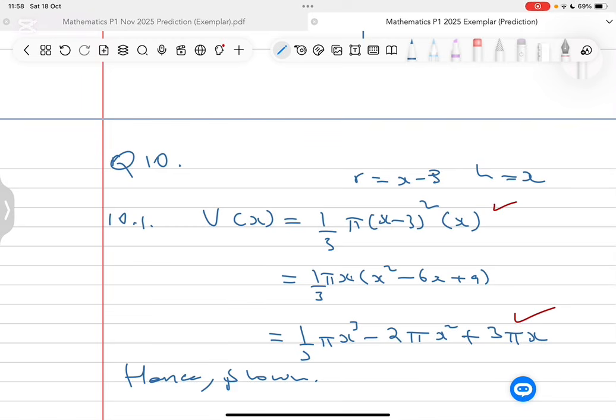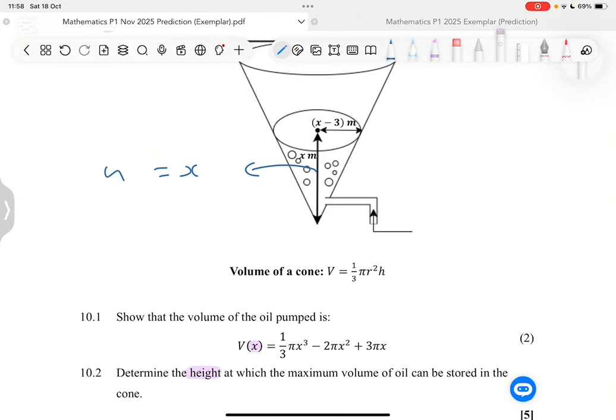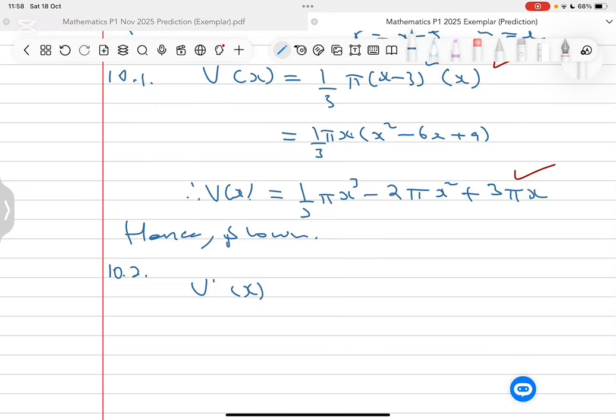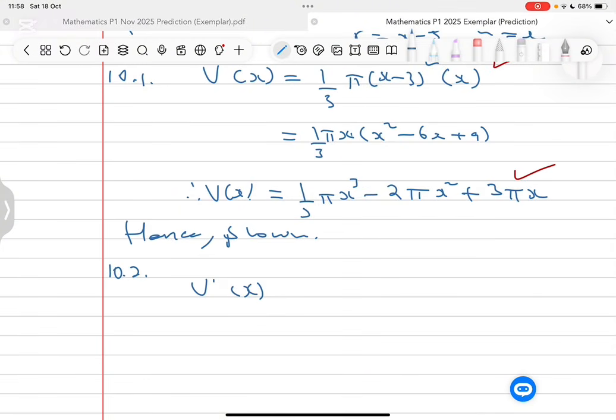Now to do that, we are going to use our differentiation rules by differentiating the equation that we have here. Remember, here we have the volume as a function of x. So I'm going to take the derivative of my volume, because remember, we are storing the oil in the container. The oil will take the shape of the cone. So when it takes the shape of the cone, it will have the volume defined in the same way as the cone itself.